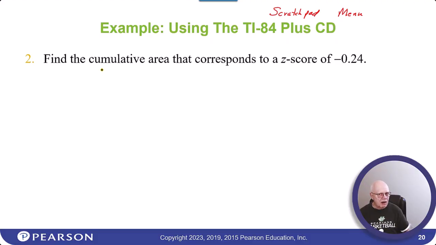Welcome back. I hope you've tried it. So what I'm going to do now is I'm going to pretend like it's my question and I never tried it before. How do I do it? Oh, cumulative area, that's everything from the left. And I want it up to a z-score of negative 0.24. So here's my picture.